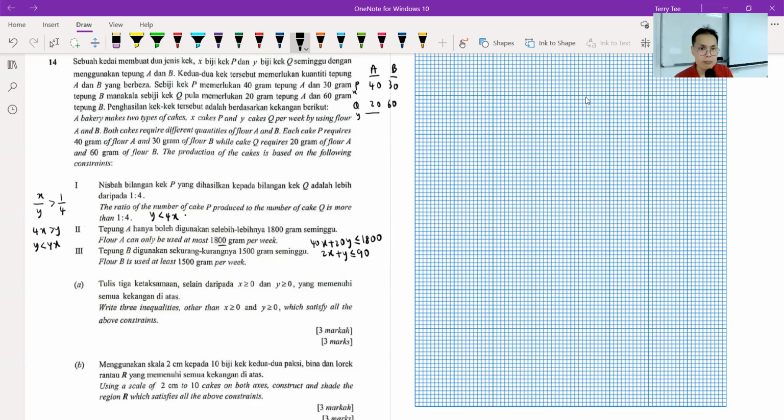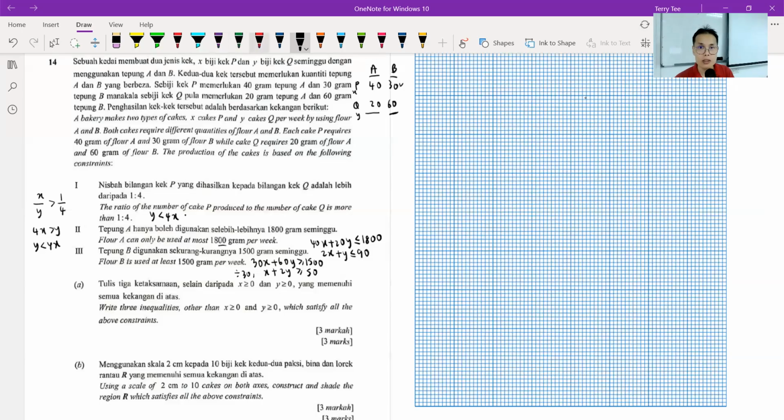Next, for flour B, I need at least 1,500 grams per week. Look at how many grams of flour B I need for cake P. I need 30, since I'm making x number of cake P, so 30 times x. For cake Q, I put 60 times y. This will be at least 1,500. Again, we can divide by 30. So x plus 2y is greater than or equal to 50.